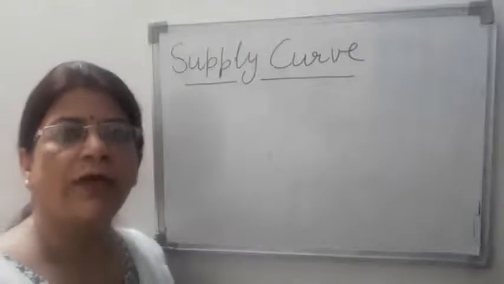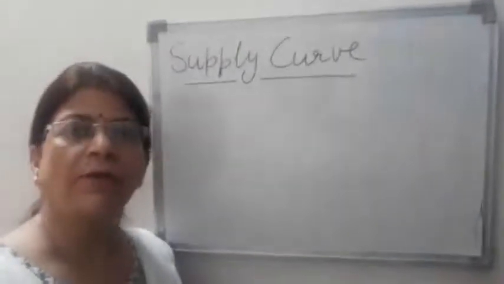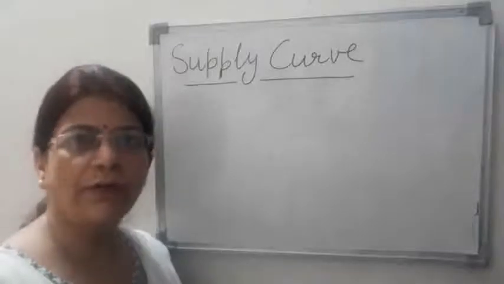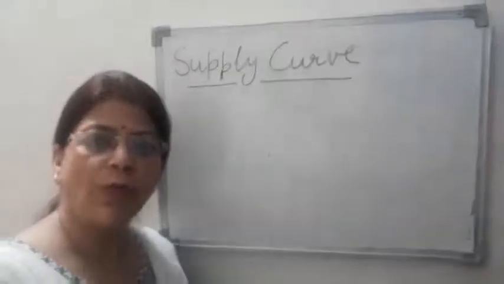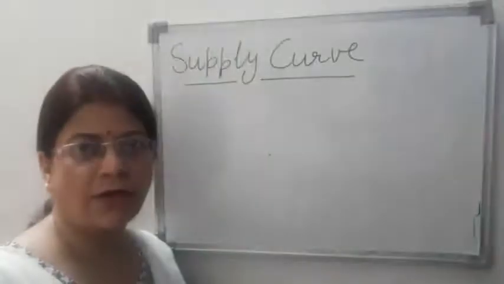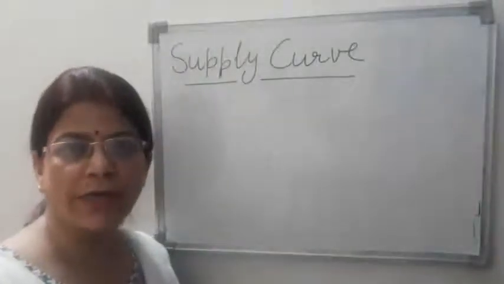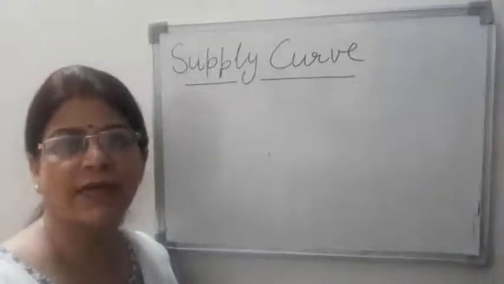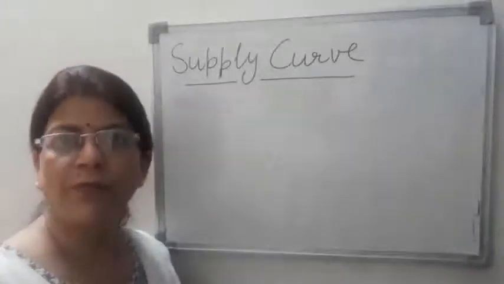Supply curve, it is the graphical presentation of supply schedule, which is showing the different quantities offered by a producer at different possible prices. We plot the supply curve by using different quantities and different prices at which producer is ready to sell his product.